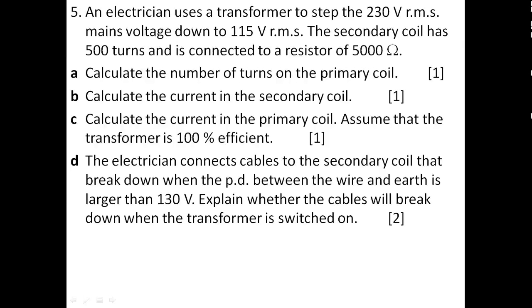B, calculate the current in the secondary coil. C, calculate the current in the primary coil. Assume that the transformer is 100% efficient. D, the electrician connects a cable to the secondary coil that breaks down when the potential difference between the wire and earth is larger than 130 volts. Explain whether the cable will break down when the transformer is switched on.